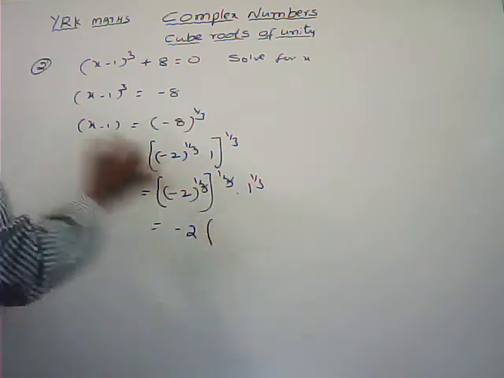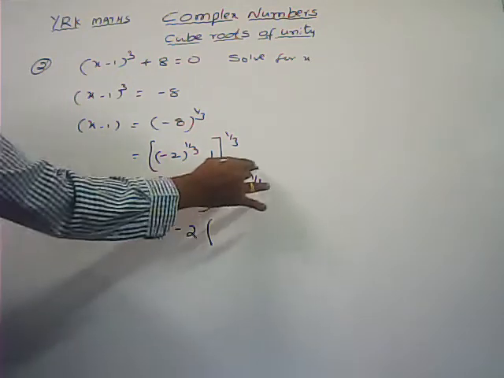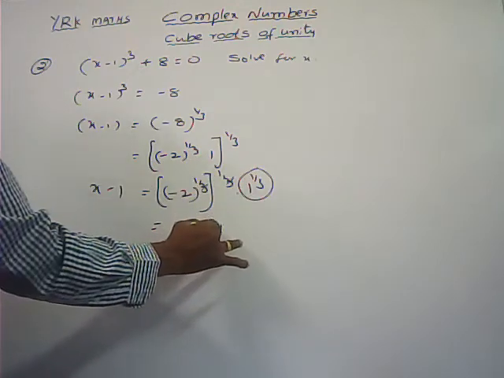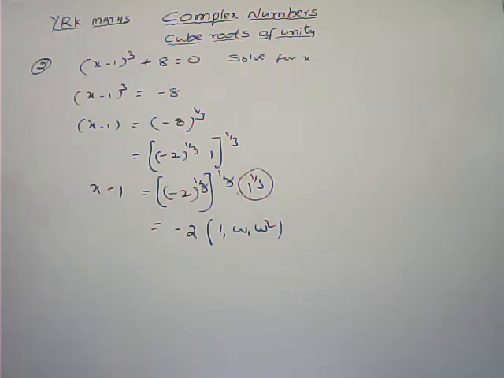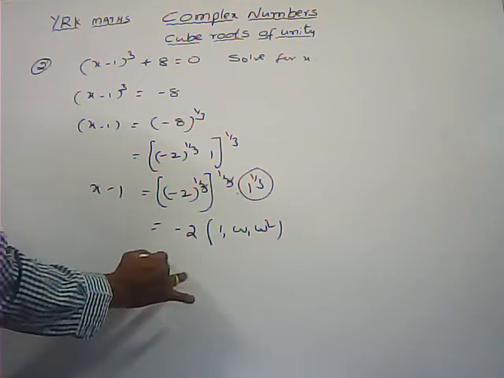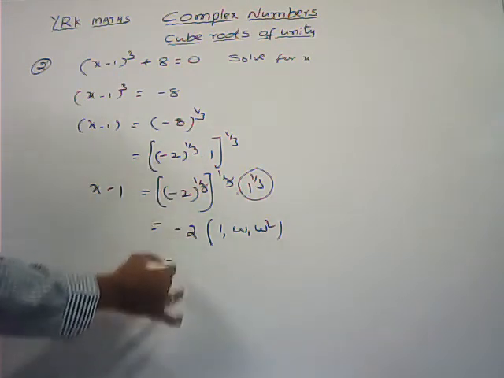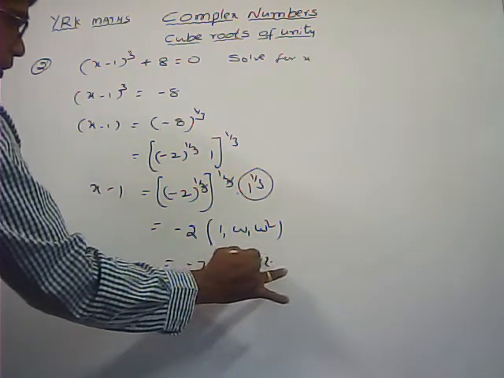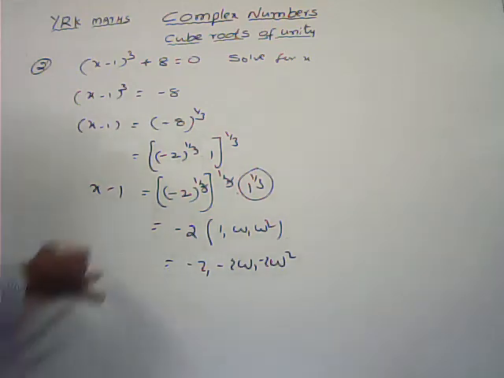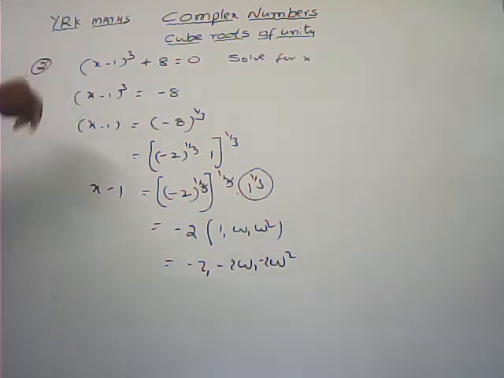Minus 2 into, here we know the cube roots of unity. What are the cube roots of unity? 1, omega, omega square. Now what are the roots we are getting? Minus 2, minus 2 omega, minus 2 omega square. Those are the values of x minus 1.